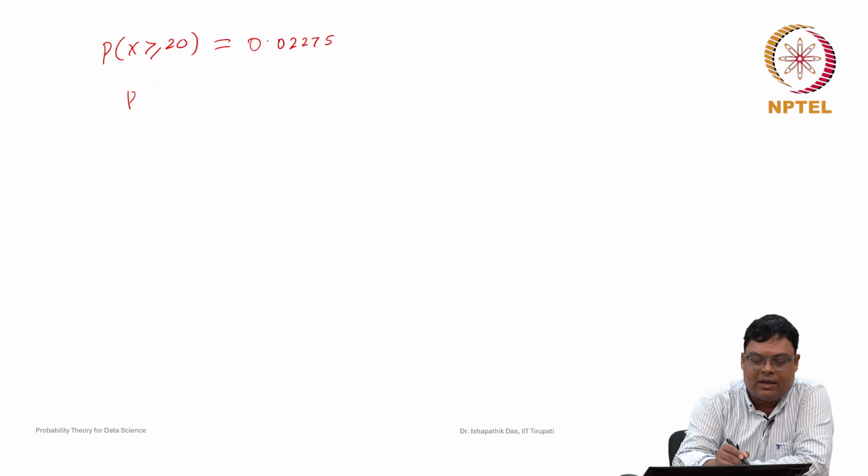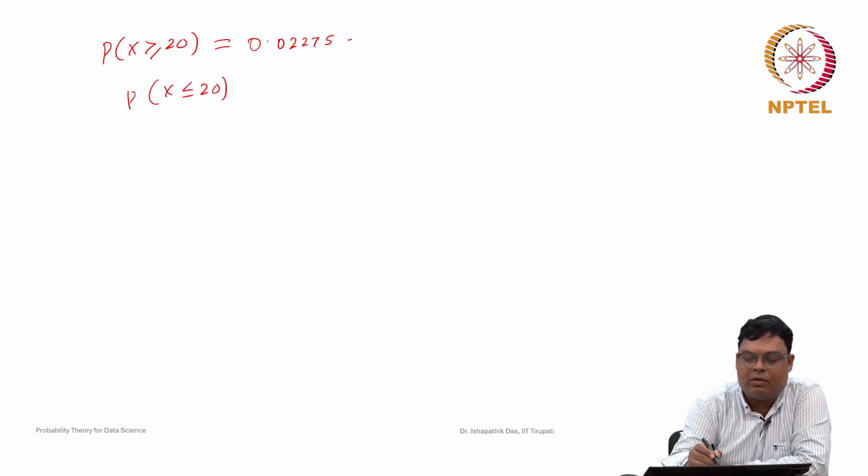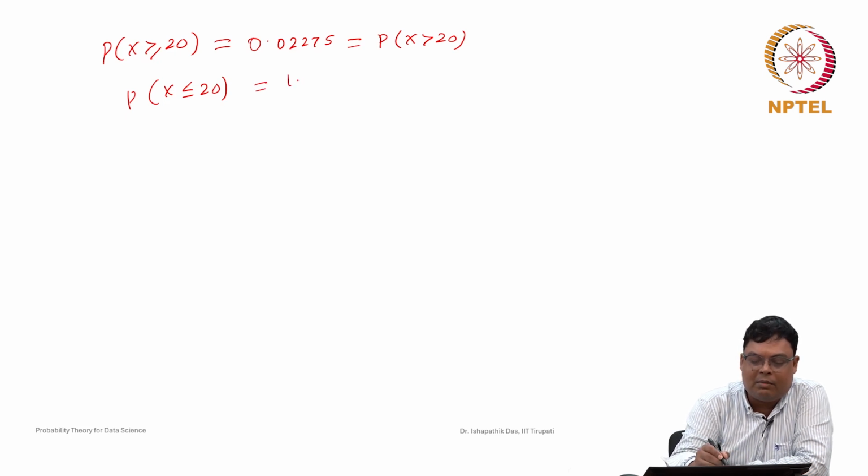Now, x less than or equal to 20. Note that because it is a continuous random variable, it is the same as x greater than 20, because if you write equal to or greater than or equal to at a point, the probability is 0. Now, probability x less than or equal to 20 will be nothing but 1 minus probability of x greater than 20, because it is the complement of this event.